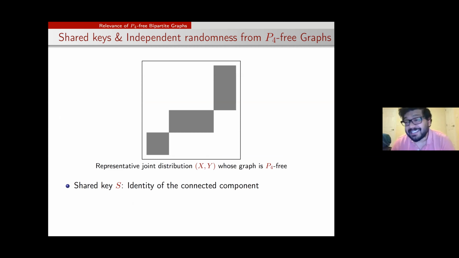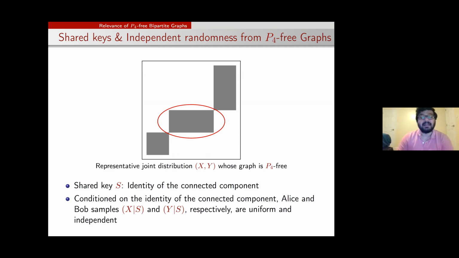Actually, it's not particular to forward or flip all. It holds for any P4-free graph. So the secret key is the identity of the connected component. Once we condition on the connected component, then X conditioned on this identity and Y conditioned on this identity of the connected component are independent of each other. Because it doesn't depend on what row you are looking at, the conditional distribution of Y conditioned on S is identical. So they are uniform and independent.